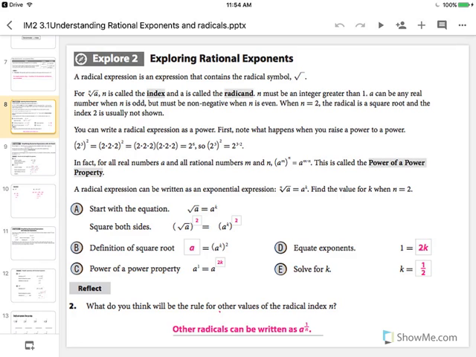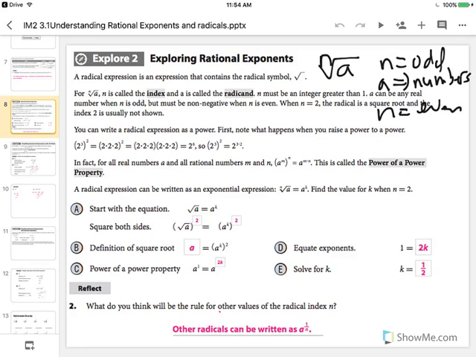Okay, so what this is saying is that if you have the nth root of a, then if n is an odd number, a could be any number. But if n is an even number, a must be a positive number. And then you can write a radical expression as a power.